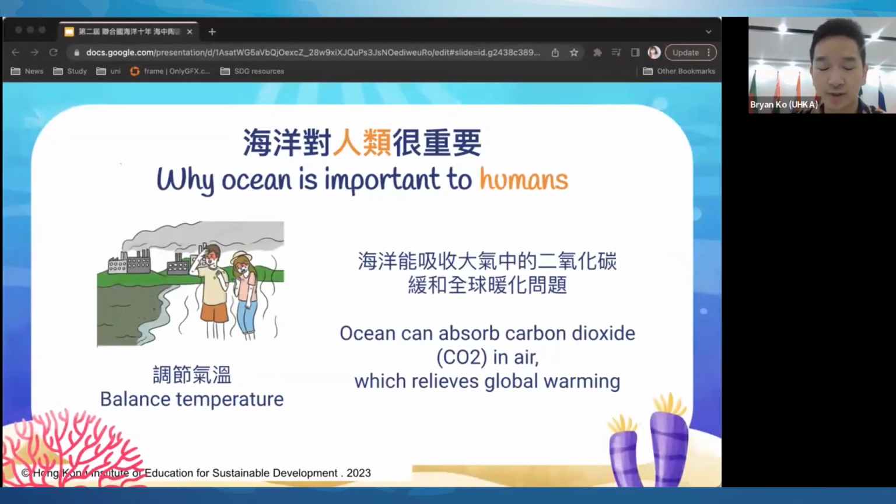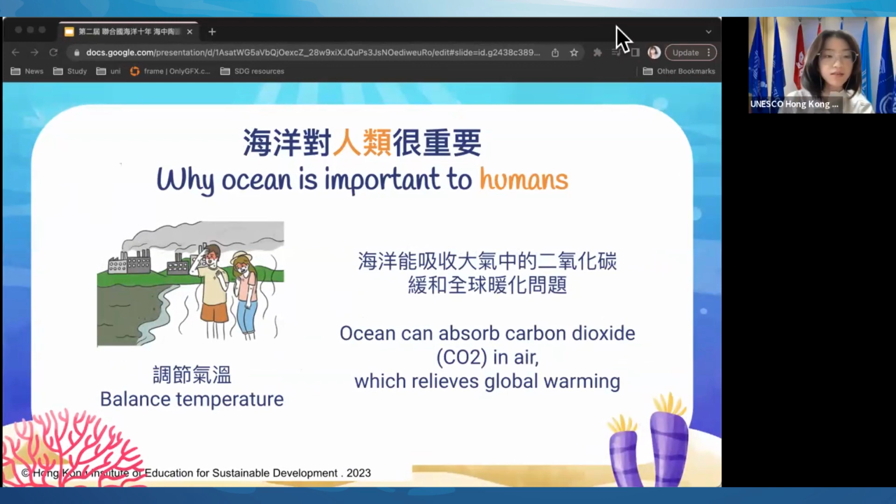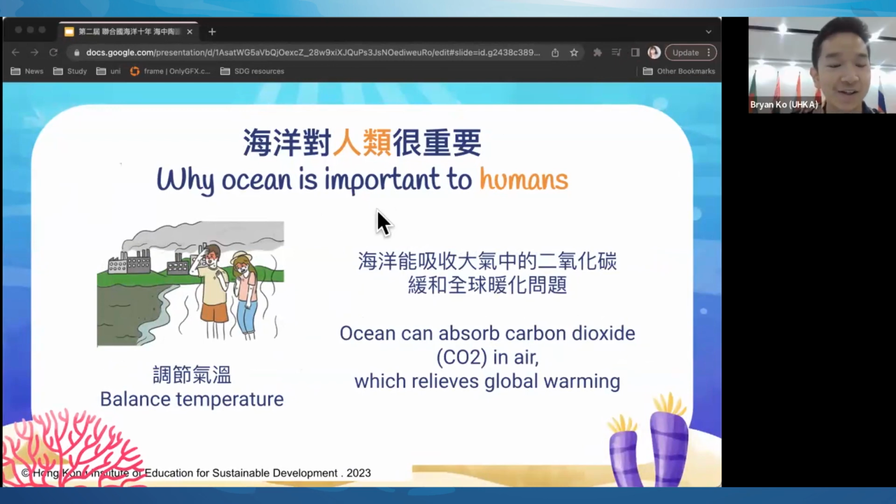And the ocean is really important to balance our temperature. Does anyone feel the temperature is really steaming in recent years? Yes, the summer is particularly hot. Yes, it's boiling, isn't it? So it is really important to protect the ocean to balance the temperature.